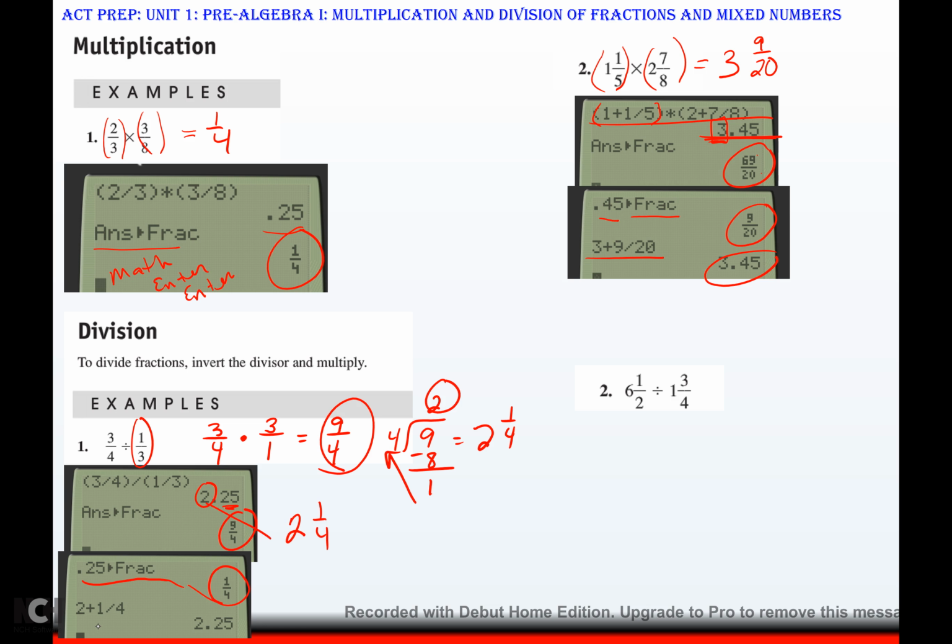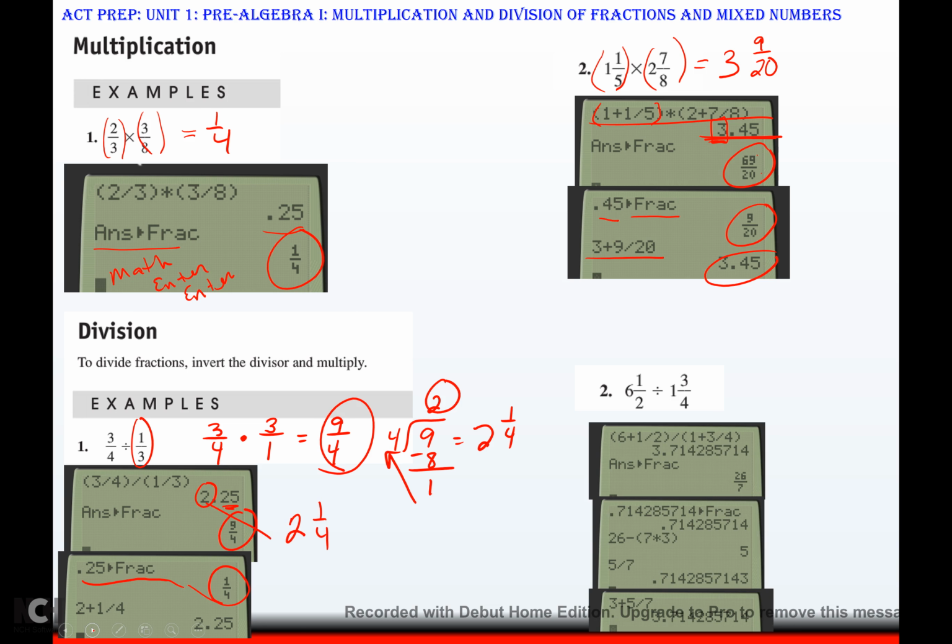Okay, mixed numbers, type them the same way I taught you a minute ago. Parentheses, 6 plus 1 divided by 2 divided by 1 plus 3 divided by 4. You get this answer. As a fraction, it is 26 over 7. Well, what I tried to do earlier didn't really work. I know it's 3 whole times. And when I type in just this decimal and try to math enter it, it gives me the decimal back.